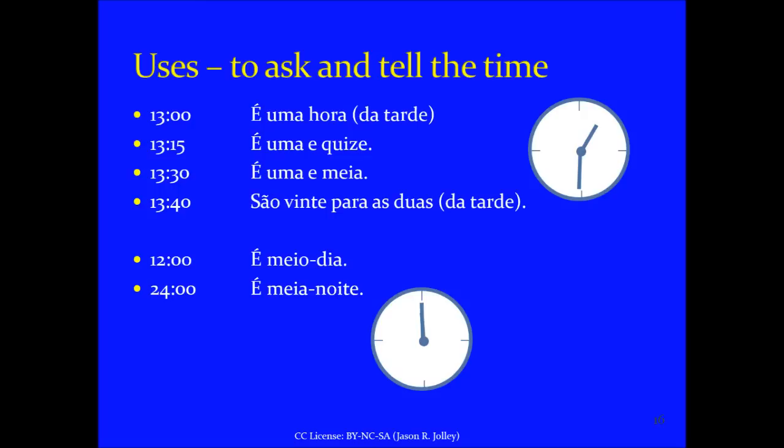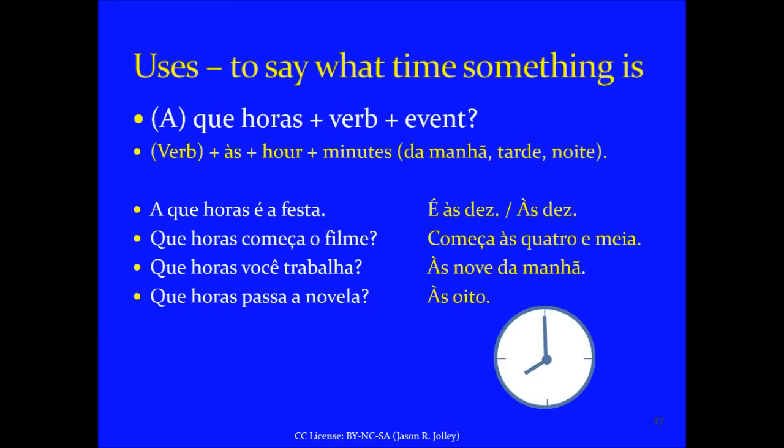So, que horas são? É 1:00. It's 1 o'clock. 1:15, é 1:15. 1:30, é 1:30. 1:40, I could say, é 1:40, or são 20 para as 2. São 20 para as 2. At 12 o'clock, if it's midday, if it's noon, é meio-dia. If it's midnight, é meia-noite. É meia-noite.